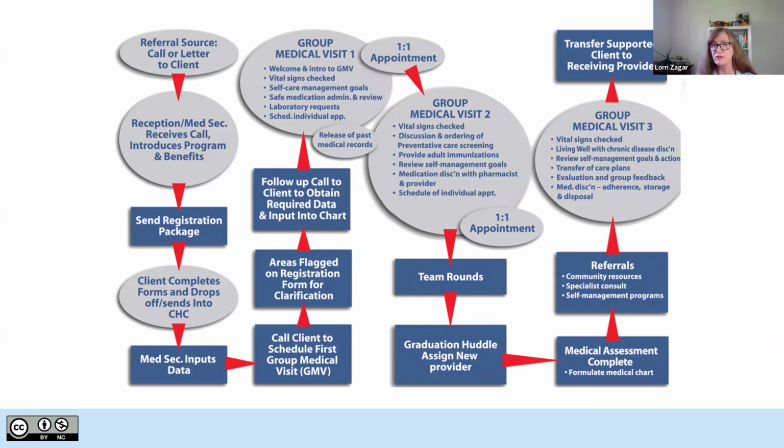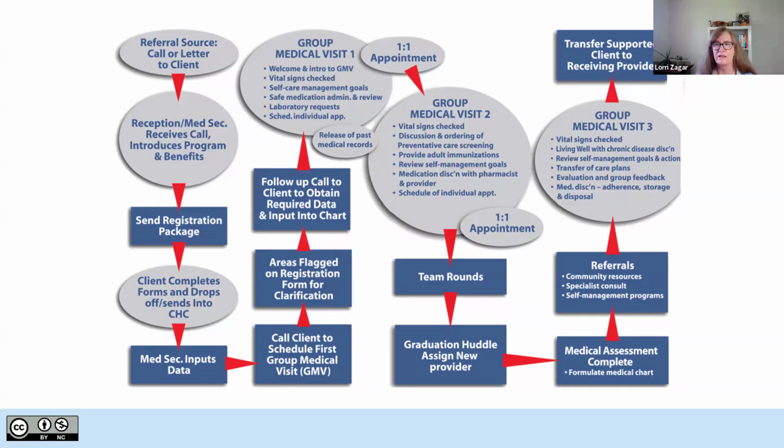But those three big bubbles were the group medical visits. So you can see that within those, vitals were taken, med reviews were done, vaccinations were done. So there was real medical care done, and then any reaching out to other parts of the system was done within these group medical visits.